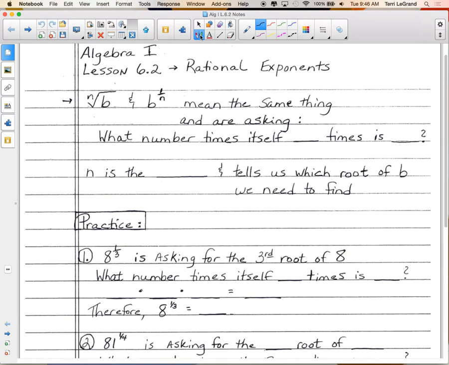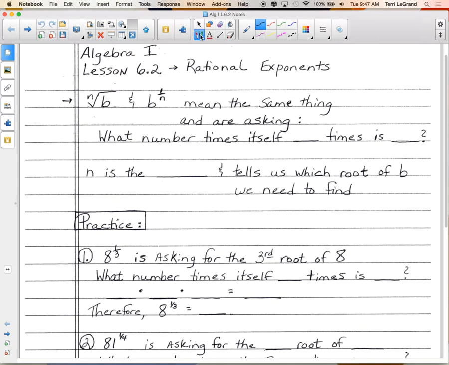So we know we just worked with positive exponents in integers. We just worked with zero exponents. We just worked with negative integer exponents. So we have been working with integer exponents in lesson 6.1. Now we're moving into rational exponents.